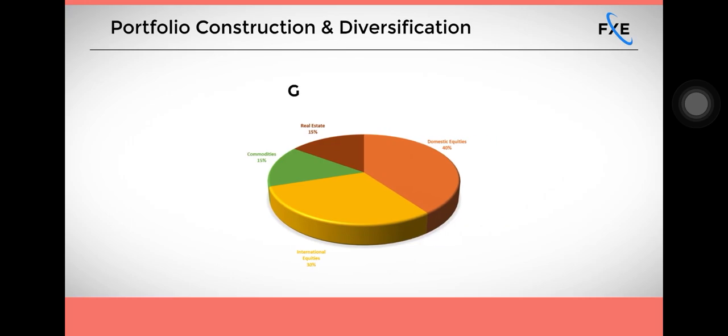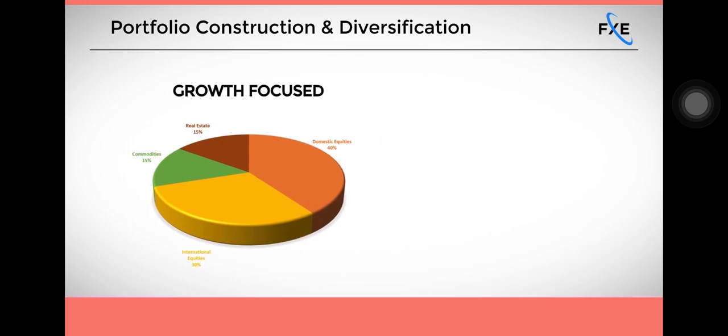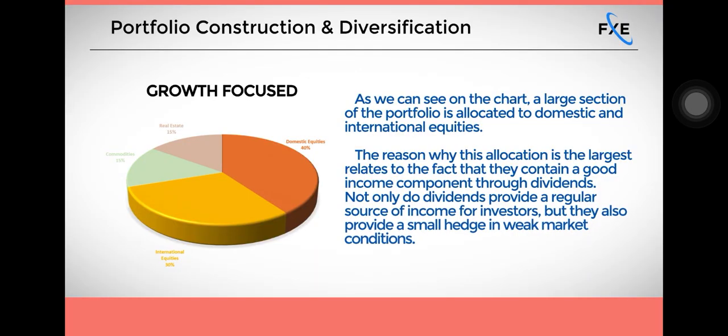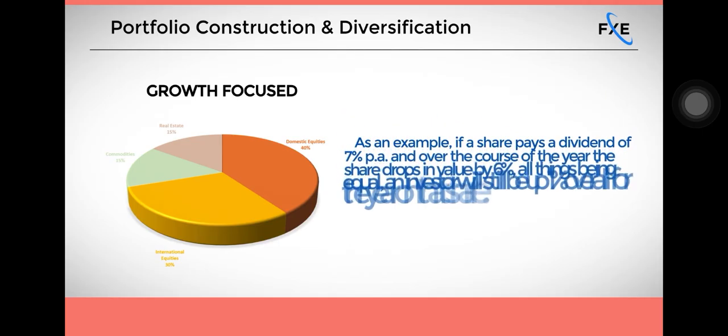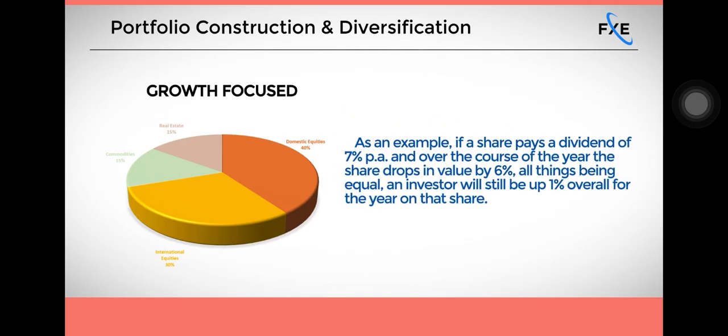The chart that we can see on the screen demonstrates the type of breakdown that can be used for each of the asset classes. As we can see on the chart, a large section of the portfolio is allocated to domestic and international equities. The reason why this allocation is the largest relates to the fact that they contain a good income component through dividends. Not only do dividends provide a regular source of income for investors, but they also provide a small hedge in weak market conditions. As an example, if a share pays a dividend of 7% per annum, and over the course of a year, the share drops in value by 6%, all things being equal, an investor will still be up 1% overall for the year on that share.